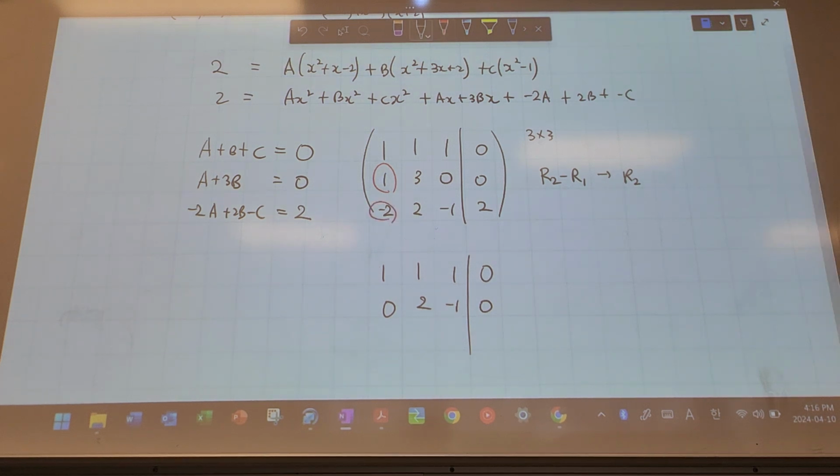Why not? So it's going to be row 3 plus 2 row 1. It's going to be R3, because I want that to be 0, right?